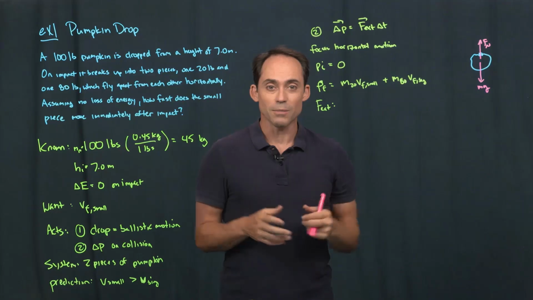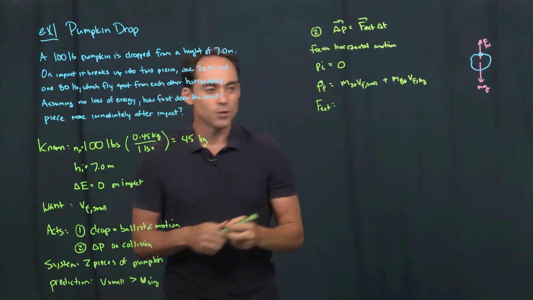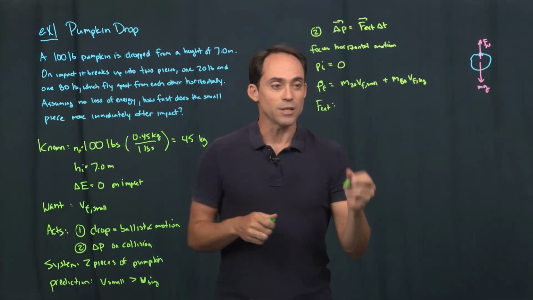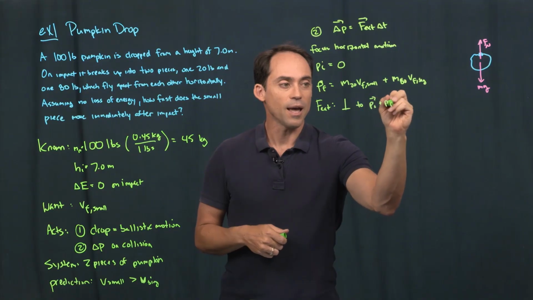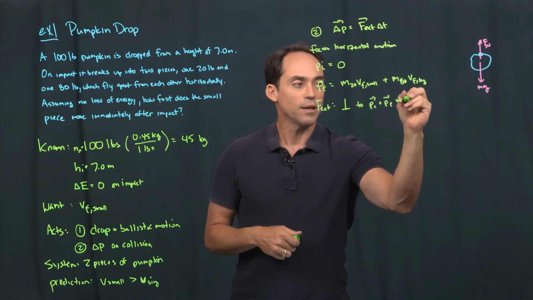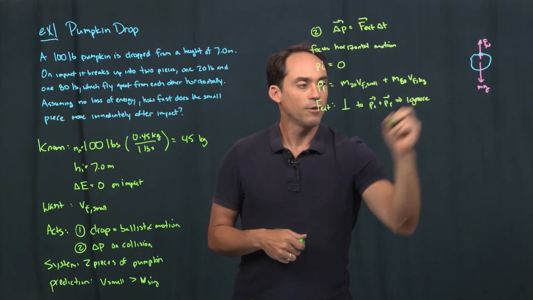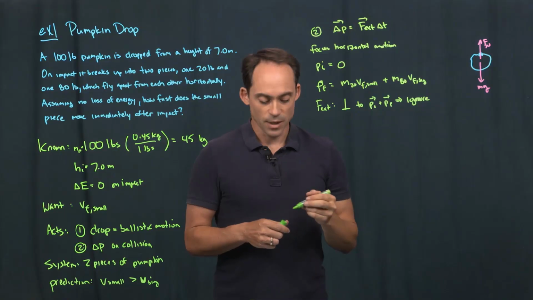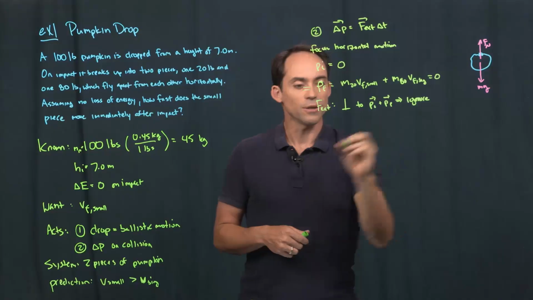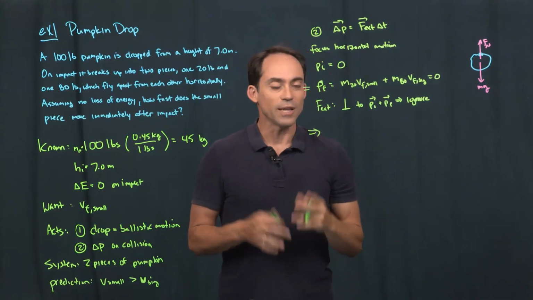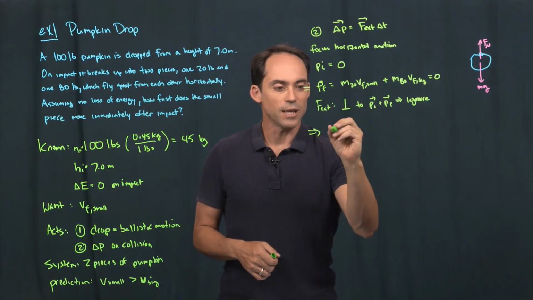Nobody's off the side pushing the pumpkin left or right. And so all of these forces are perpendicular to the momentum direction that we're interested in. These are perpendicular to P_i and P_f, and so we can ignore this for our delta P here. So that means that this term is equal to 0, and that allows us to solve at least for the relationship between the small speed and the large speed.